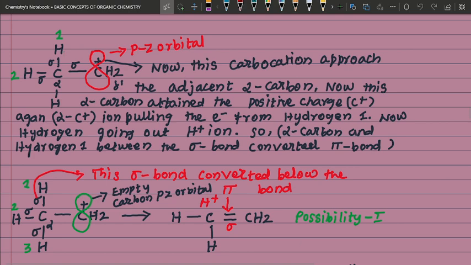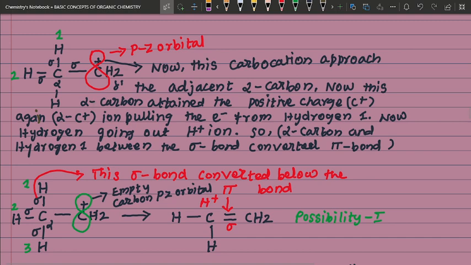Now this carbocation approaches the adjacent second carbon. This is the second carbon. Now this alpha carbon attained the positive charge. Again, let's see. Again the alpha carbocation. Now this is the alpha carbocation.